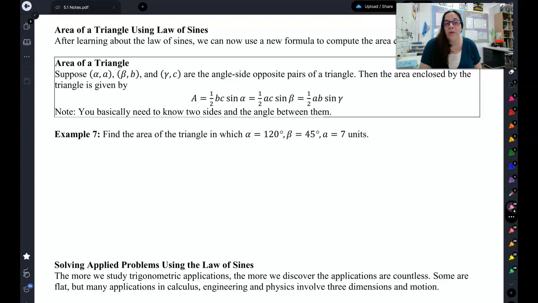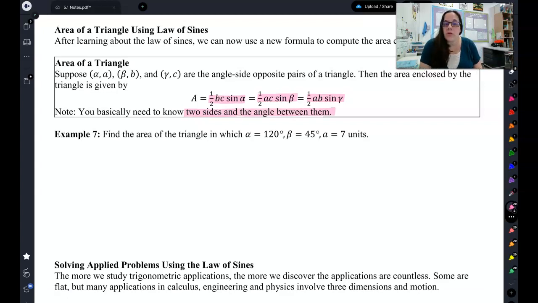Let's talk about a new formula for finding area of triangles. We know that an area of a triangle is usually 1/2 base times height. Well, you have a new version of that, and that is these three different versions. Basically, what they all boil down to is you need to know two sides and the angle between them.